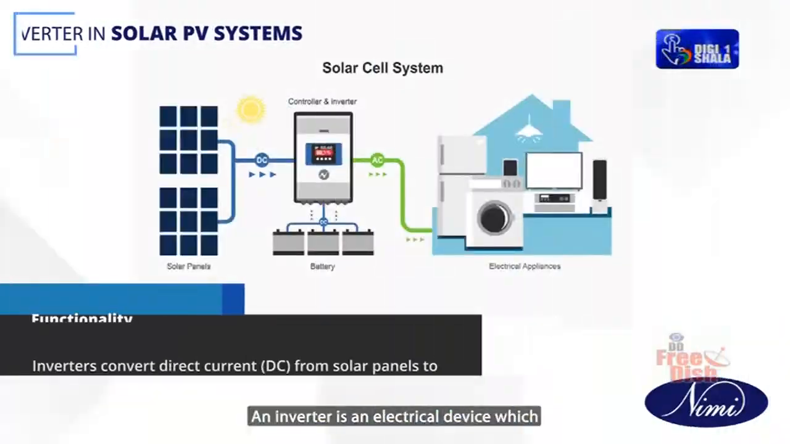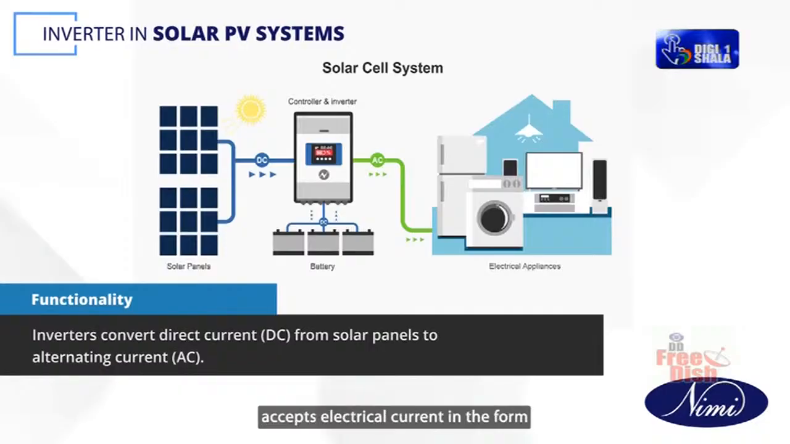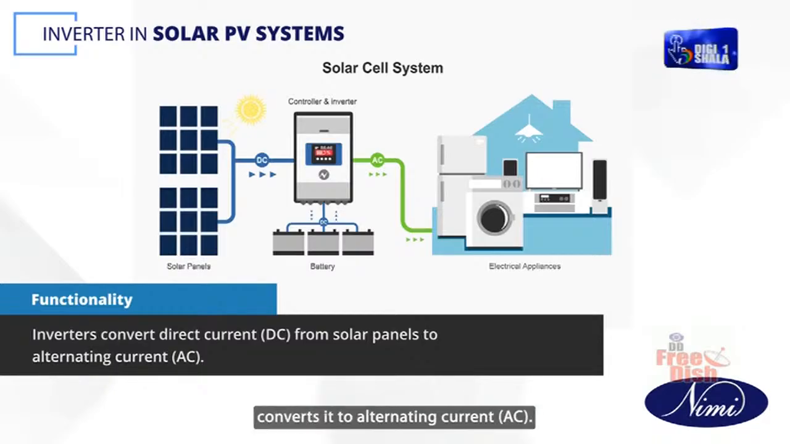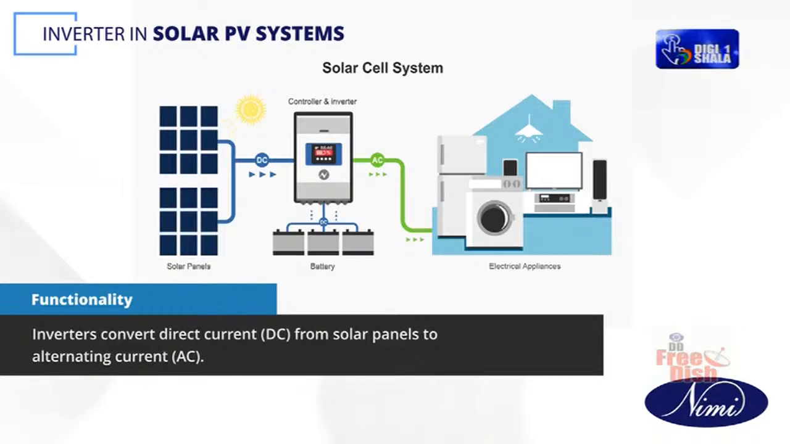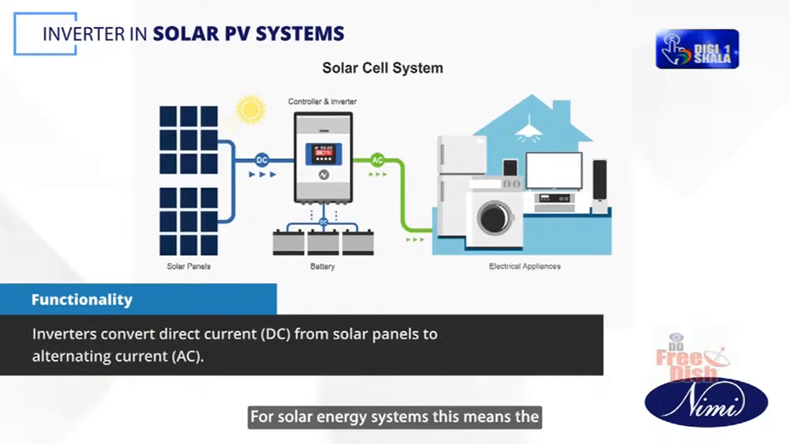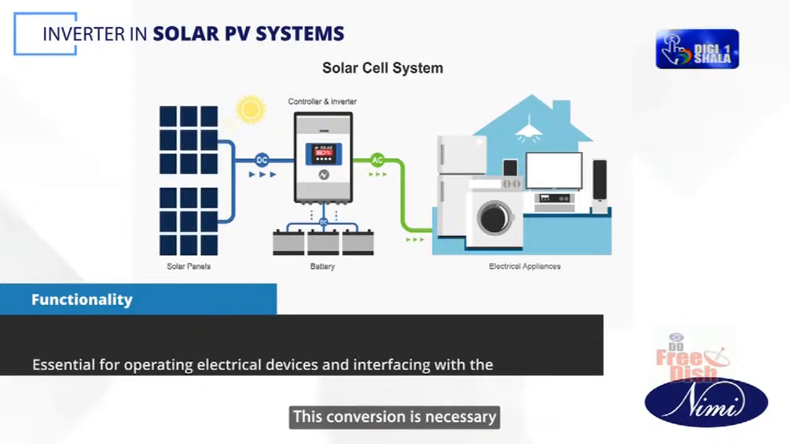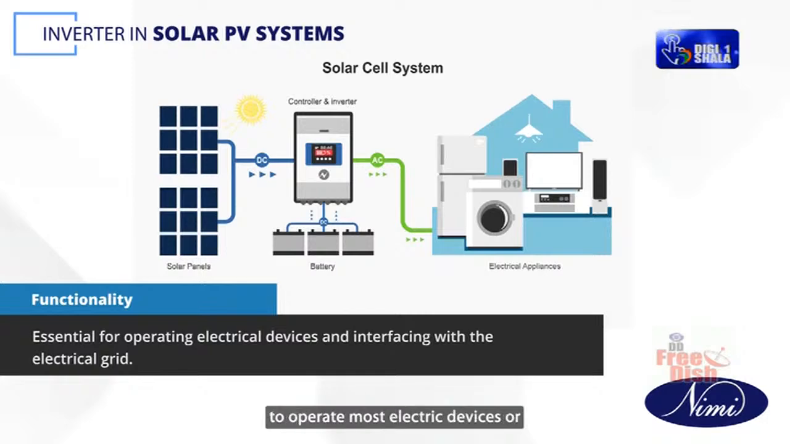An inverter is an electrical device which accepts electrical current in the form of direct current DC and converts it to alternating current AC. For solar energy systems, this means the DC current from the solar array is fed through an inverter which converts it to AC. This conversion is necessary to operate most electric devices or interface with the electrical grid.